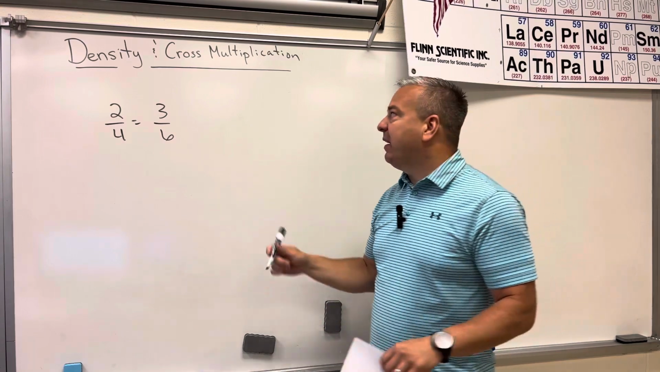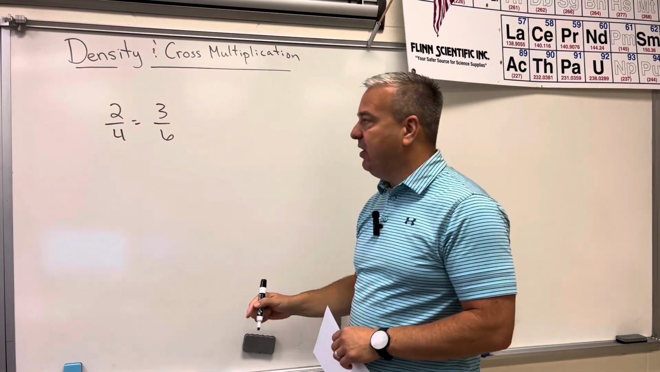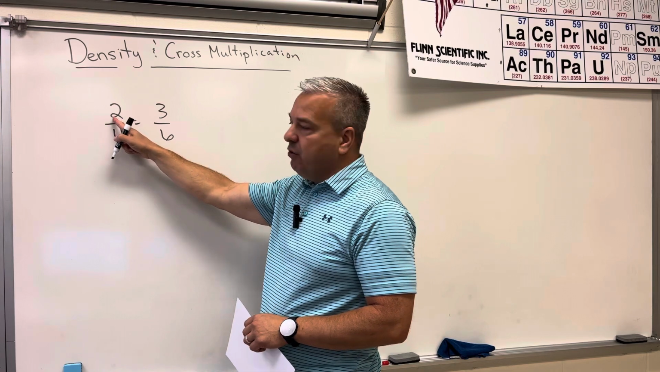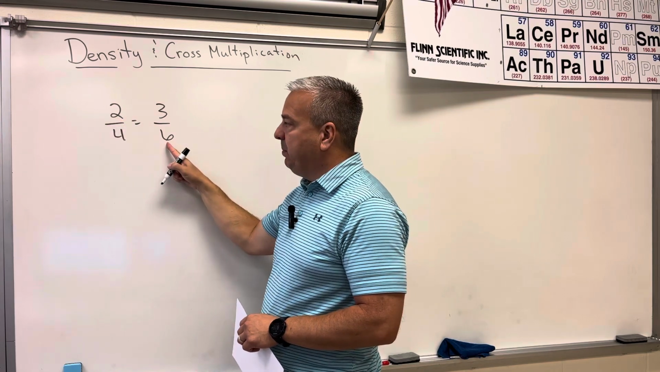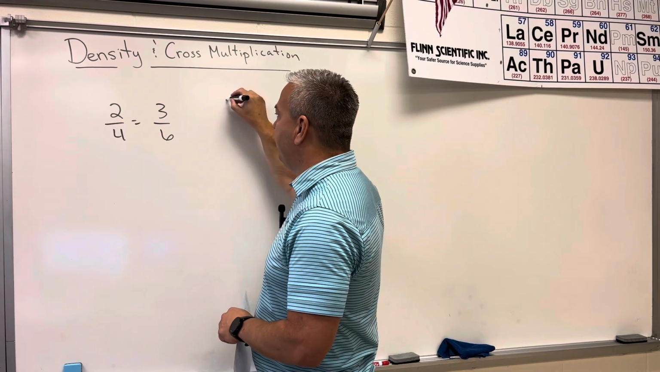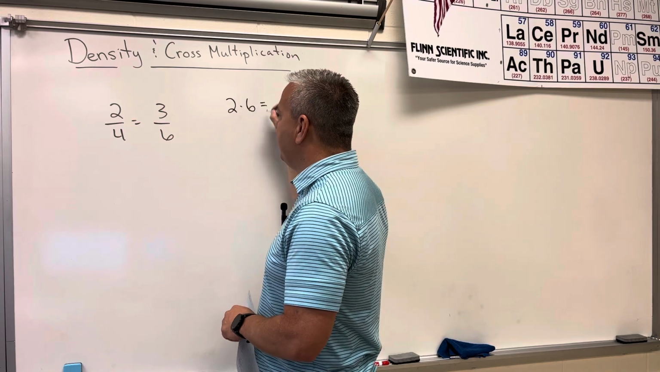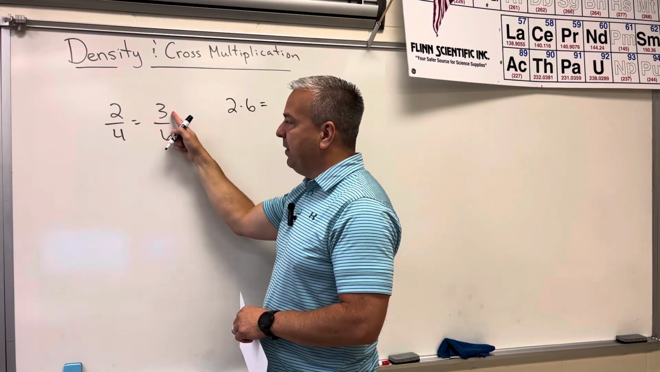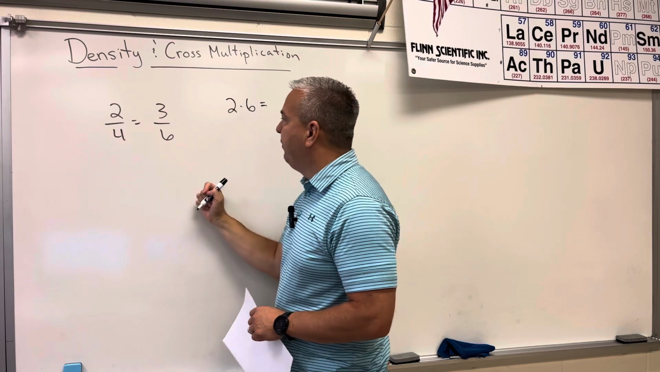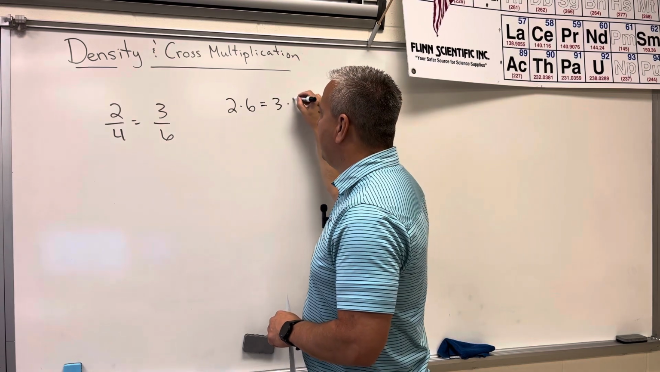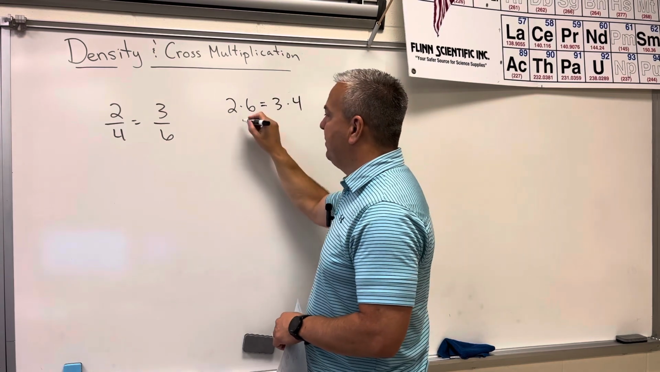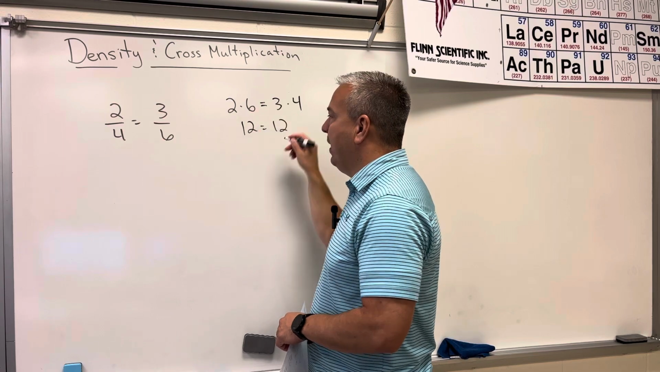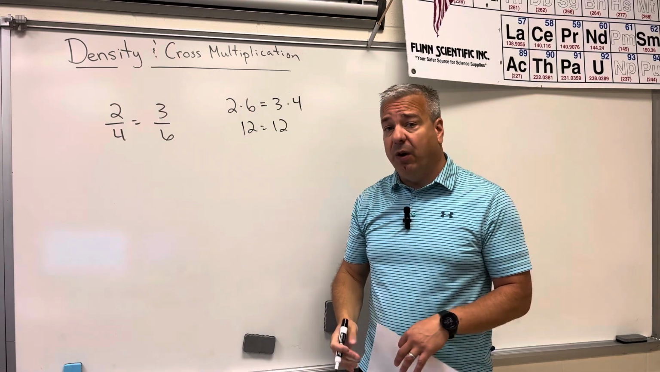Now, most students recognize that if we're going to do cross multiplication, that simply means that if you take the numerator of the first one and multiply it by the denominator of the second one, then that's going to be equal to the numerator of the second one times the denominator of the first one. And we know this is true because 12 is equal to 12. So we know that cross multiplication works.